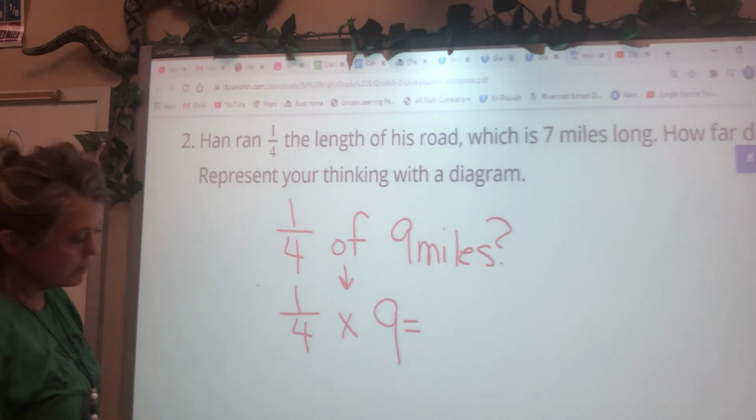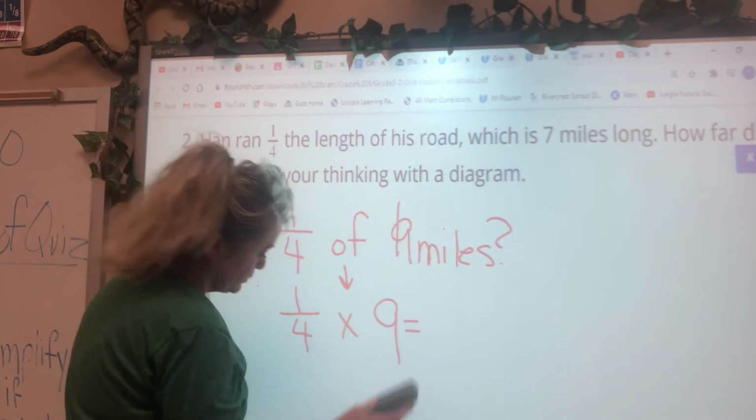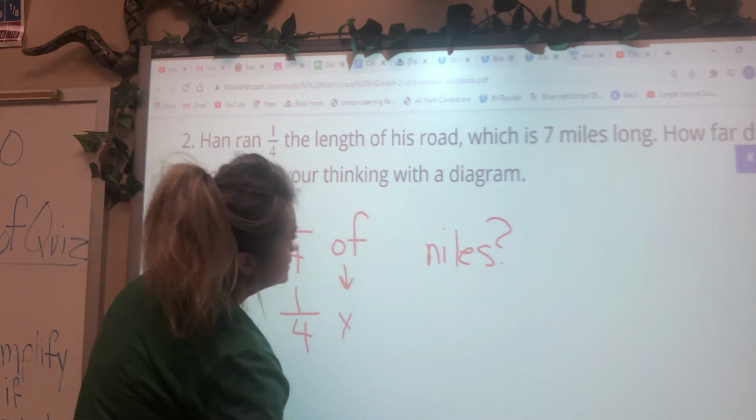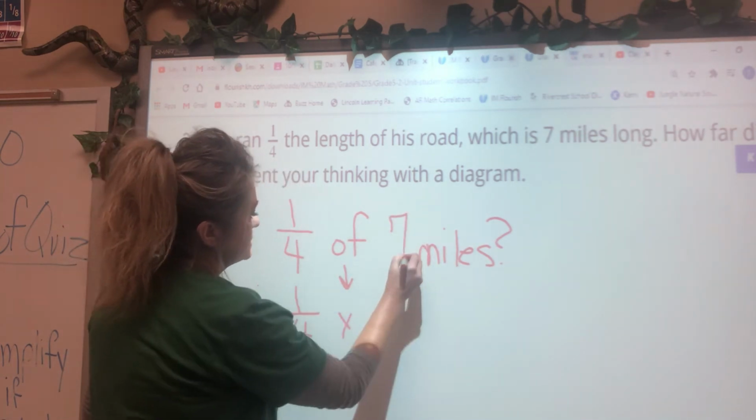I have written the wrong number 3 times, haven't I? This person's road is 7 miles. We just did 9 miles. This person's road is 7 miles.